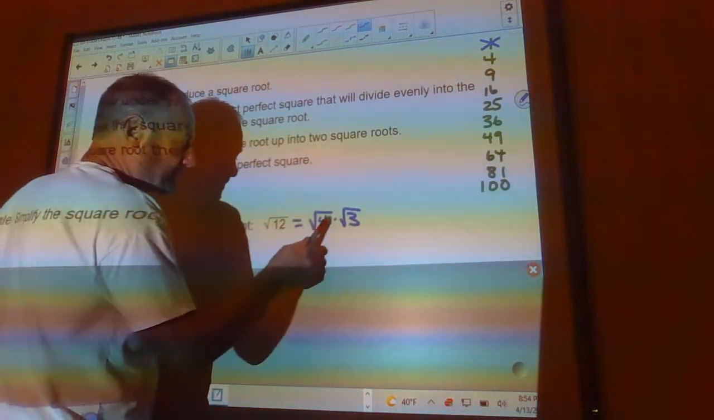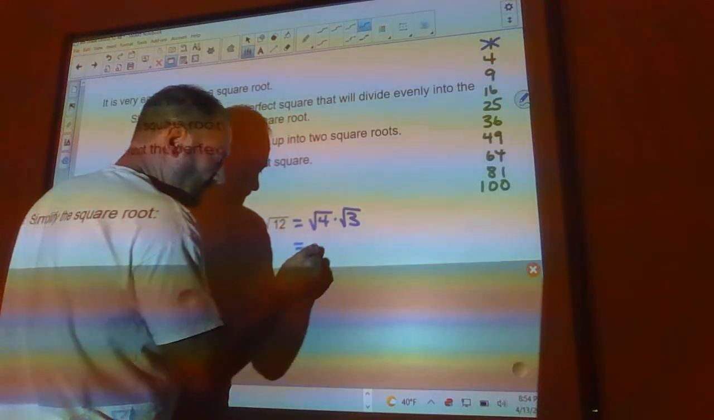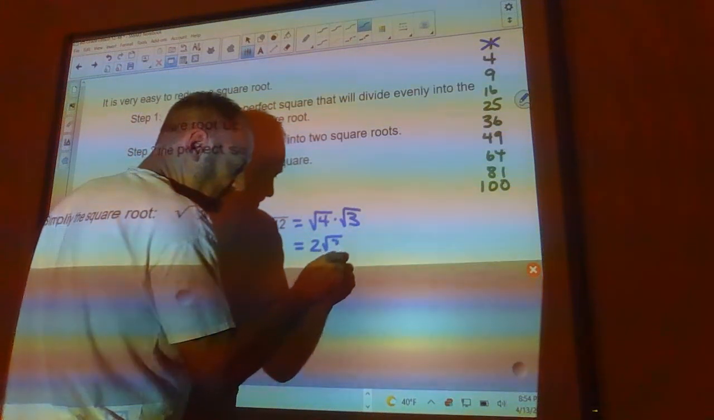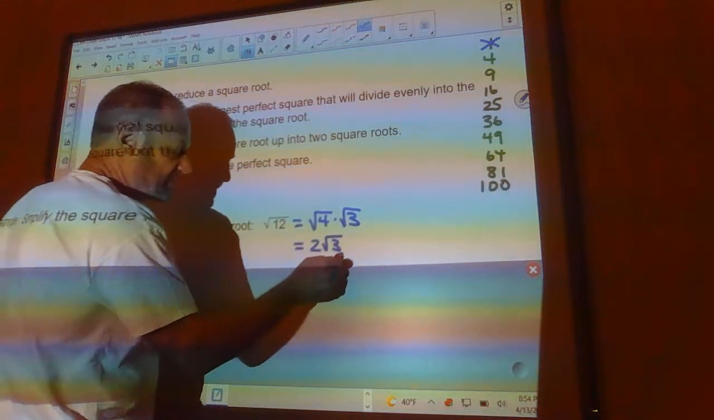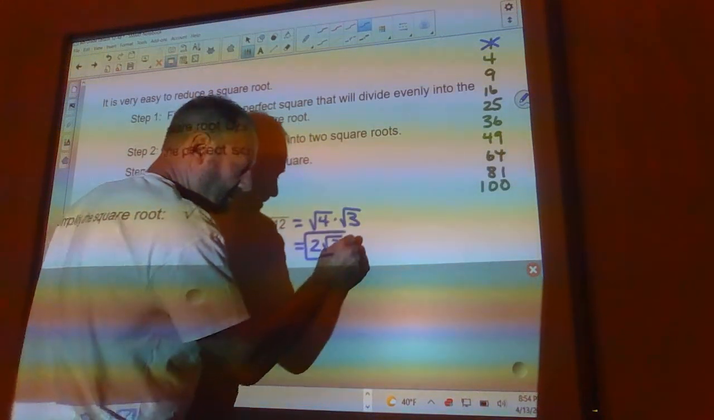Now, this is a perfect square. I can square root it. It's 2. This I can't do anything with, so I just leave it square root of 3. This is simplified right here.